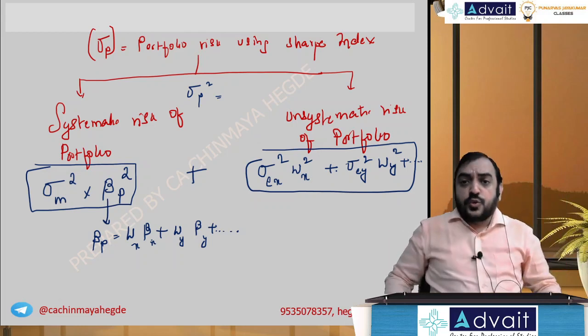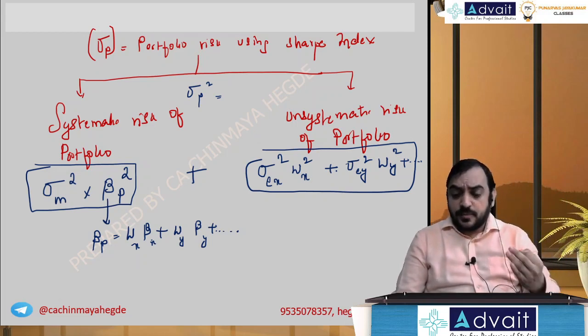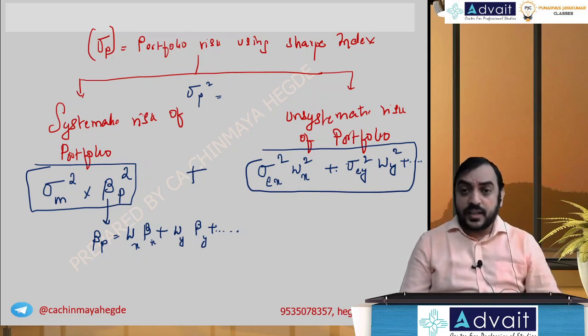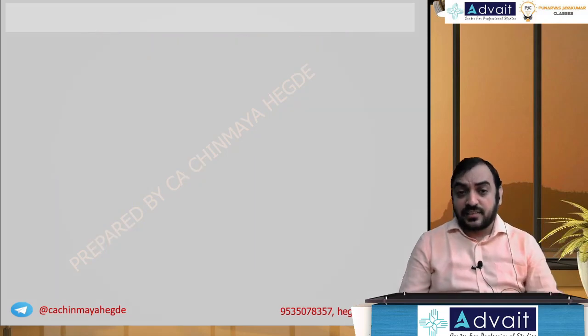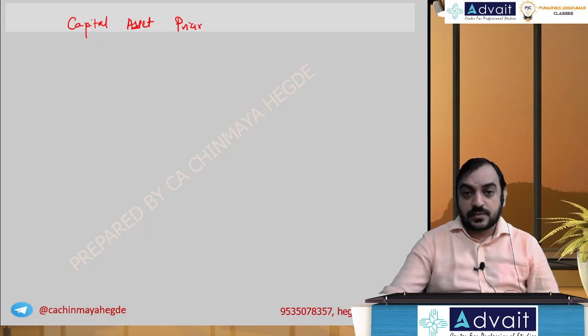Okay. So we have done Markowitz, we have done CAL, CML, characteristic line, and portfolio risk using Sharpe index, systematic risk, and even beta. And now comes the most important formula from an exam point of view as well as a practical application point of view, and that is the security market line, also called CAPM, Capital Assets Pricing Model, CAPM.